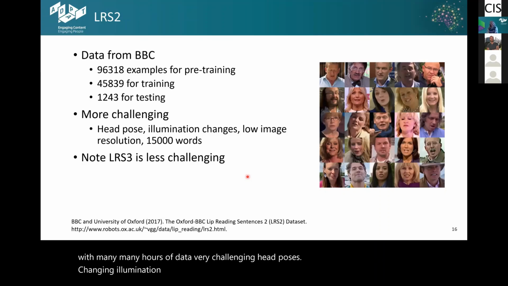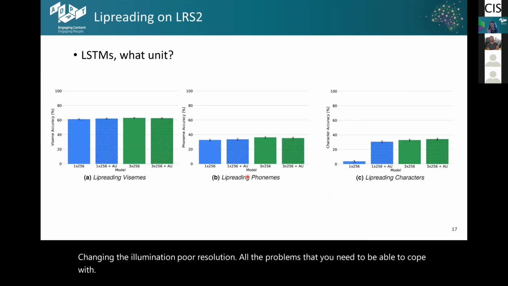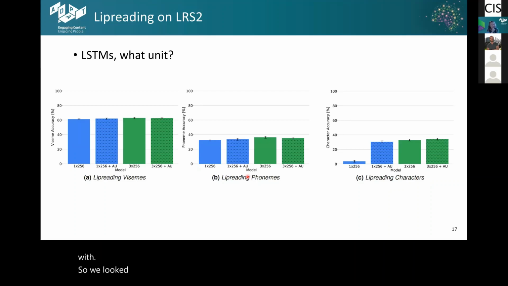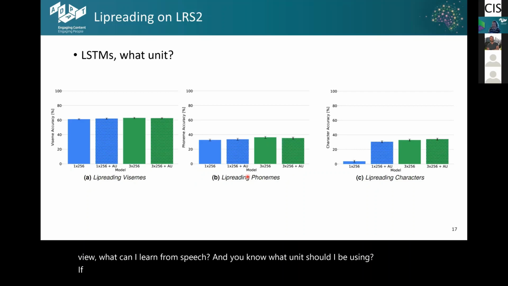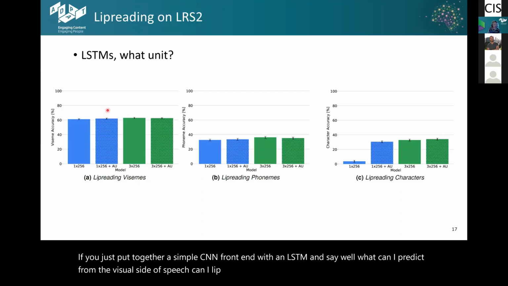So we looked at lip reading tasks. Let's look at the visual side. From a lip reading point of view, what can I learn from speech? And what unit should I be using? Well, if you just put together a simple CNN front end with an LSTM and say, what can I predict from the visual side of speech? Can I lip read visemes, which are the visual equivalent of phonemes? Can I predict actual phonemes, or can I, in the way that we would for automatic speech recognition now, actually predict characters? And this is accuracy, so higher is better.